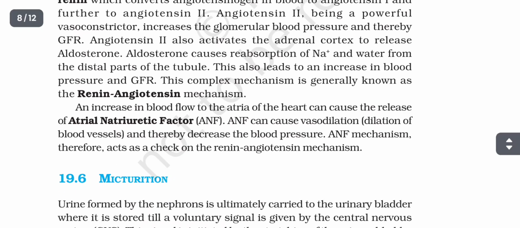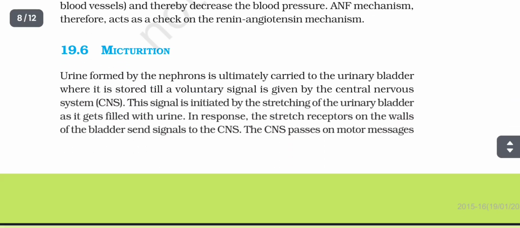An increase in blood flow to the atria of the heart can cause the release of atrial natriuretic factor, ANF. ANF can cause vasodilation and thereby decreases the blood pressure. ANF mechanism therefore acts as a check on the renin-angiotensin mechanism.